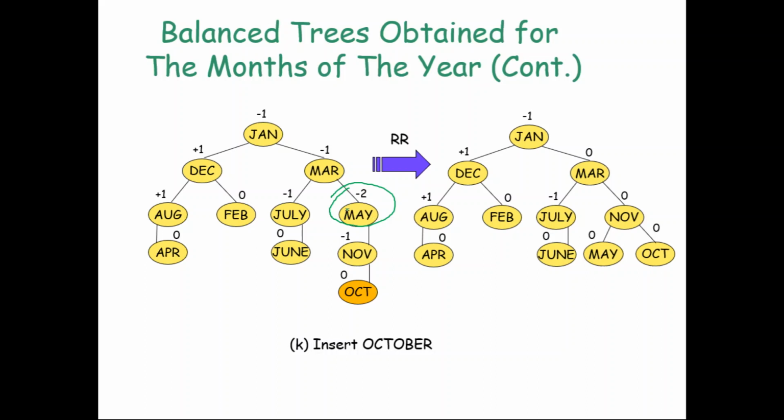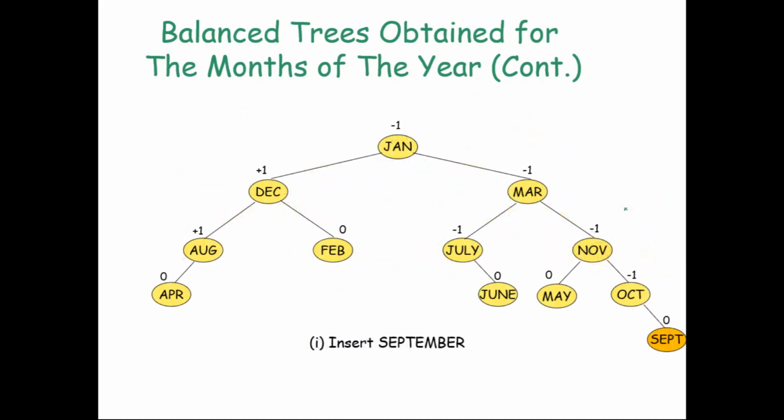November will become the root. May will become the right of November, and October will become the left of November. That's it. It is just a simple right rotation, and then it becomes a balanced tree. When you add September, the tree is balanced. It does not get imbalanced.